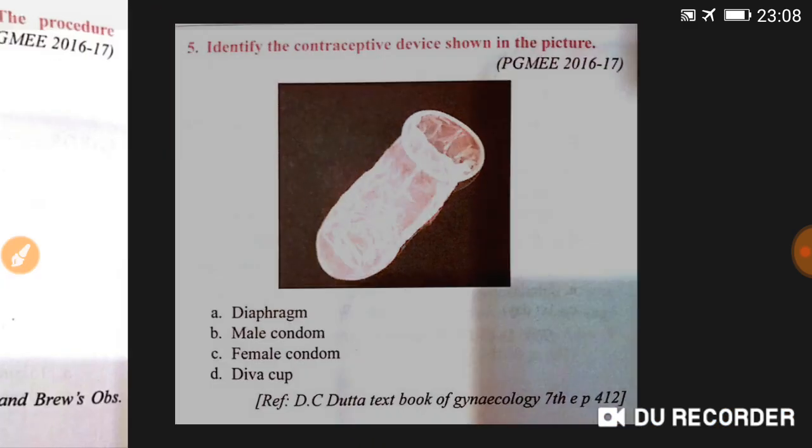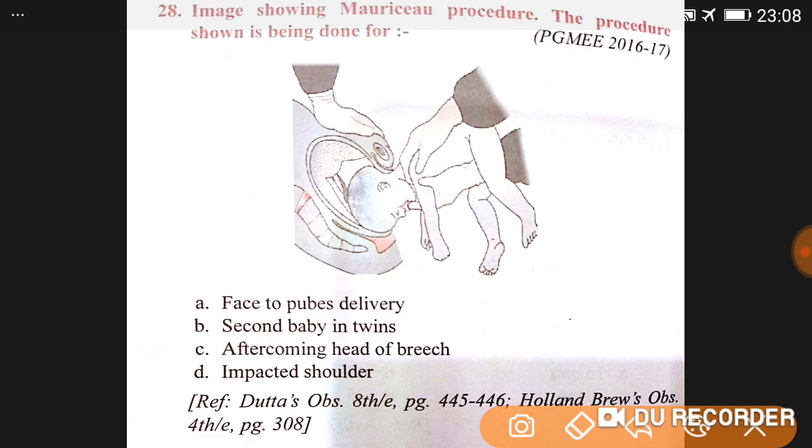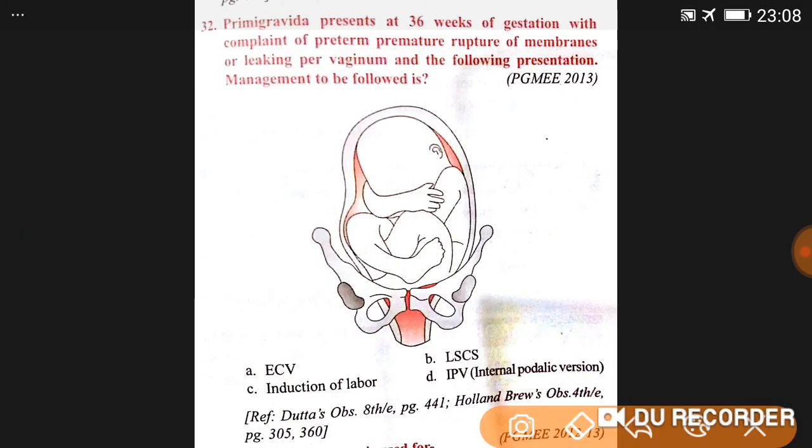The image shows the Mauriceau procedure. The procedure shown is being done for the after-coming head of breech. Now, a gravida presents at 36 weeks of gestation with complaint of preterm premature rupture of membranes, leaking per vaginum, and the management to be followed is LSCS.